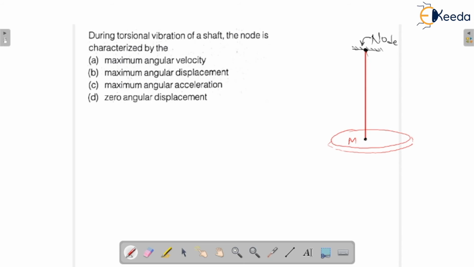That's why we generally consider this shaft having theta angle rotations, theta angular displacement, but this point is not going to be moved. That means it is having zero angular displacement. So option D would be the correct answer.